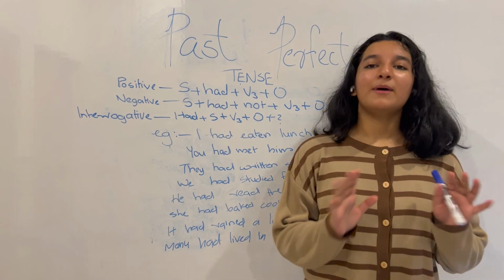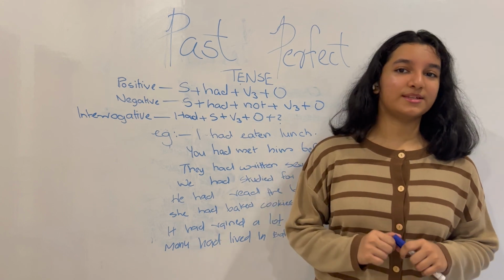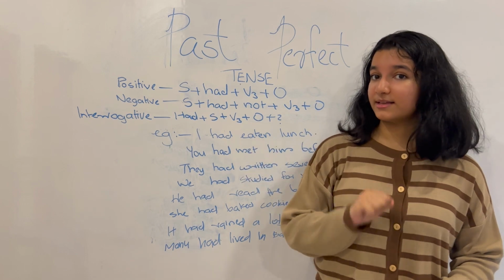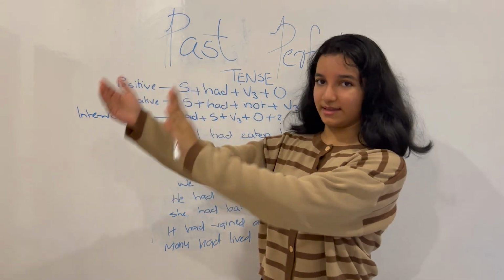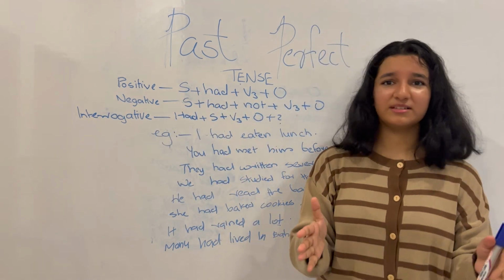So let's see, past perfect tense is the tense that is used to describe an action or a situation that has started in the past and also has ended in the past. It's an action that has started in the past, ended in the past, and is staying in the past. It's not continuing into the future or even the present.